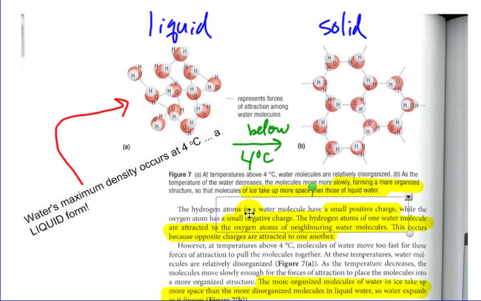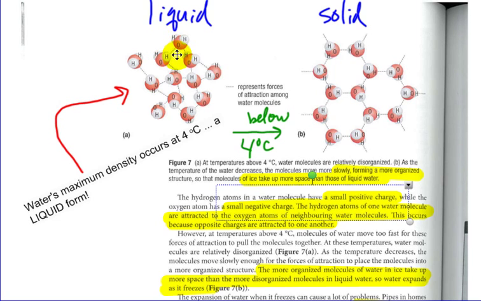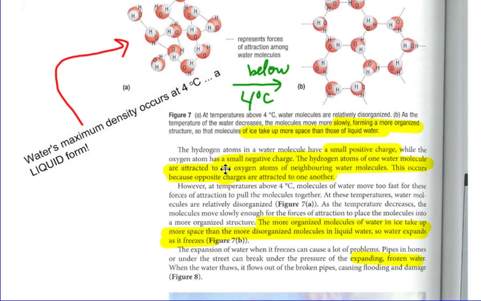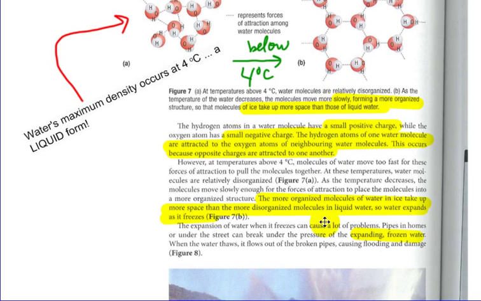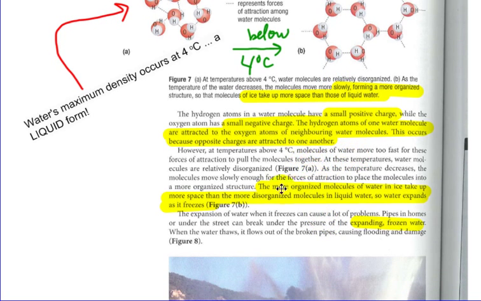So that's the interesting thing with water, because it's a polar molecule, and that attraction happens there. And over here I just mentioned that the water molecule being charged, etc., is why it interlocks. When you can slow them down enough, these forces come into play and interlock it. So here, I just highlight that there. So the more organized molecules of water ice take up more space than the more disorganized molecules in liquid water, so water expands as it's freezing.